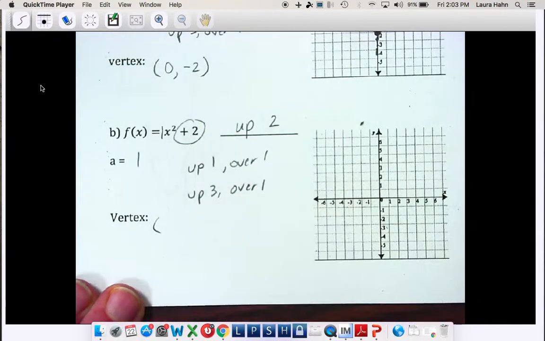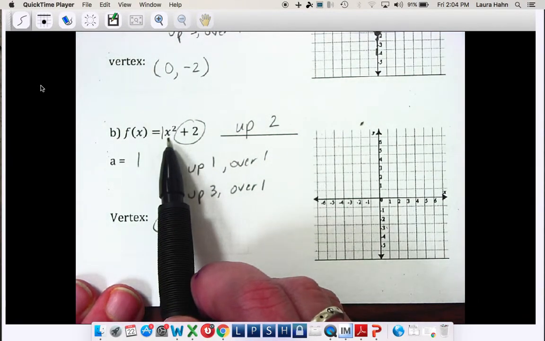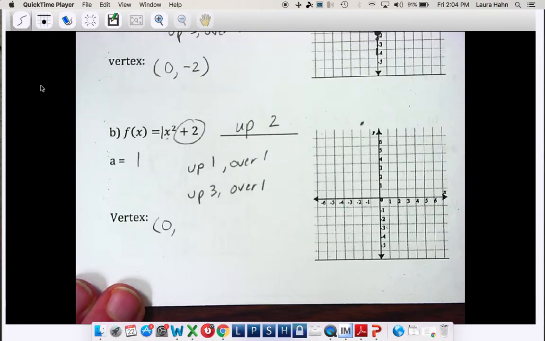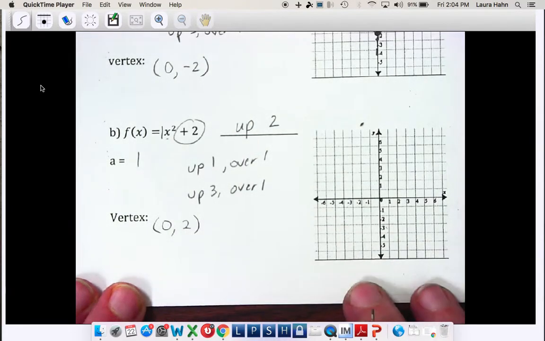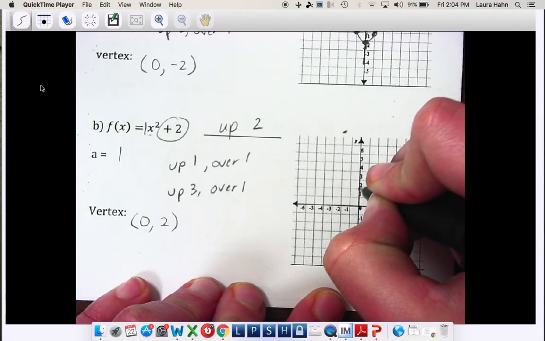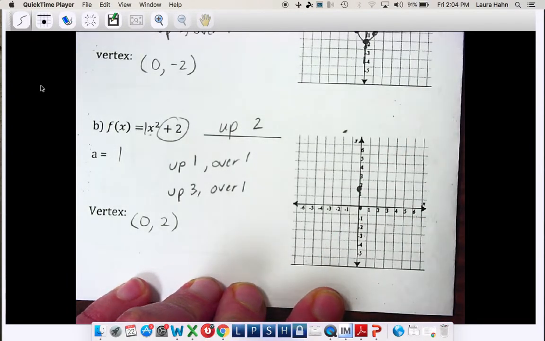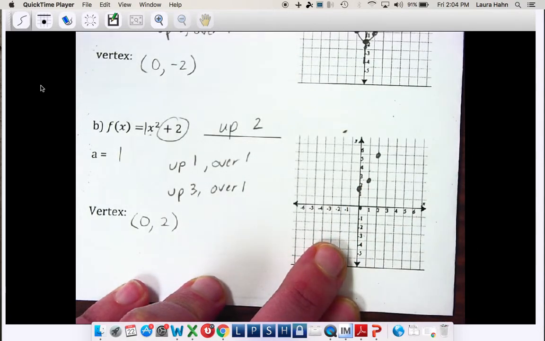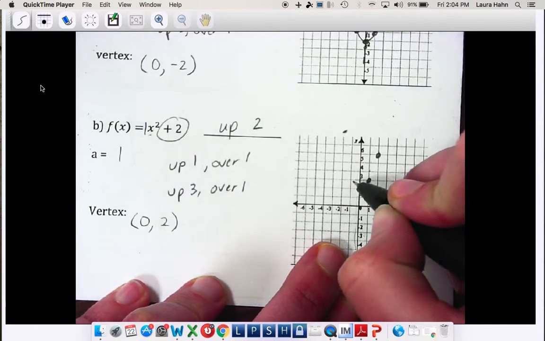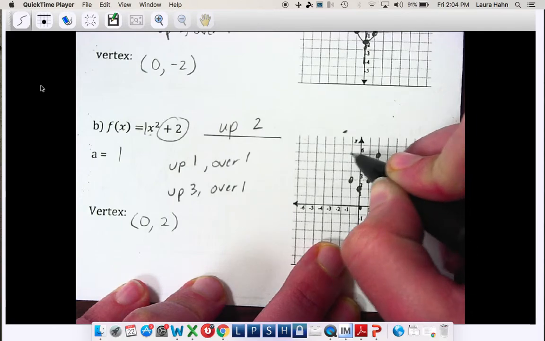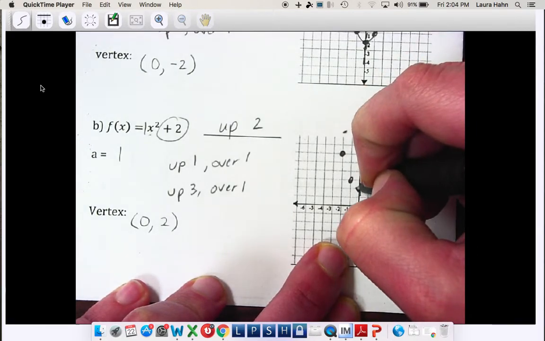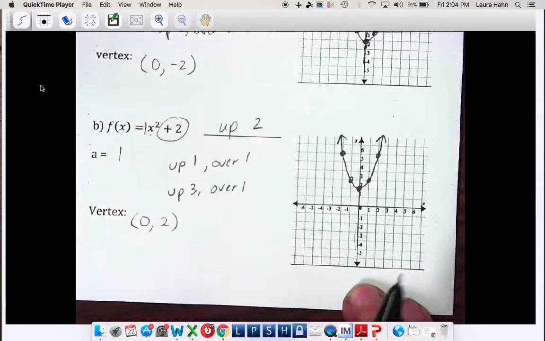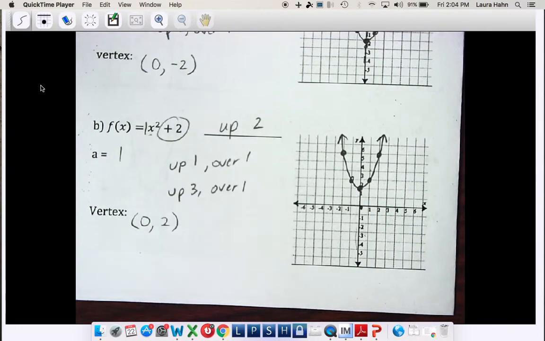To find my vertex, to get the x, I look at the x. There is nothing being added, there is nothing being subtracted, so my x is 0. My y value comes at the very end, that's a +2. So my vertex is at 0, 2. We said to go up 1 over 1, then up 3 over 1. Here's my axis of symmetry, so I mirror it across. Notice it got shifted up 2.